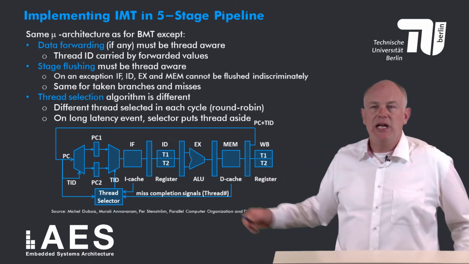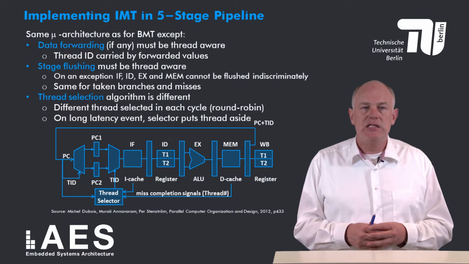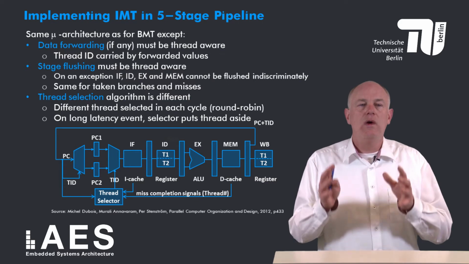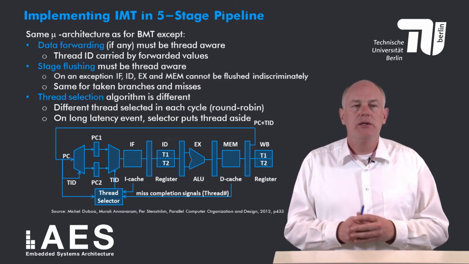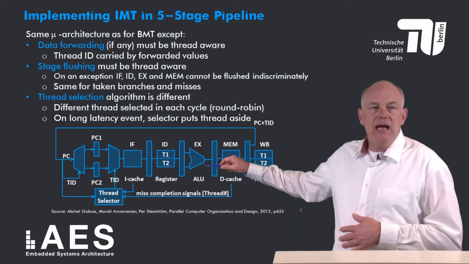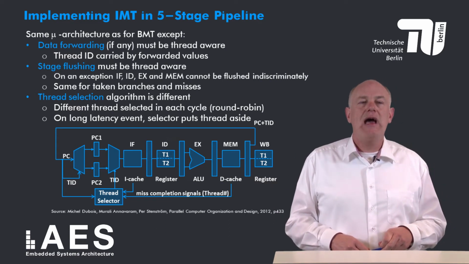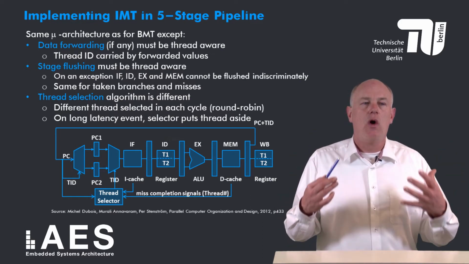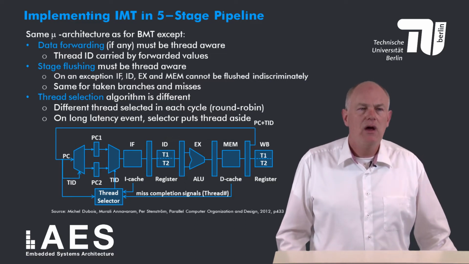Furthermore, stage flushing must also be thread aware. The pipeline is not necessarily filled with instructions from the same thread, but from different threads. That means that only instructions from the thread that we want to flush must be flushed. Same for taken branches and misses. We cannot flush all the stages without looking at which thread each instruction belongs to, because it may belong to a different thread, and we only need to flush the instructions that belong to this thread.